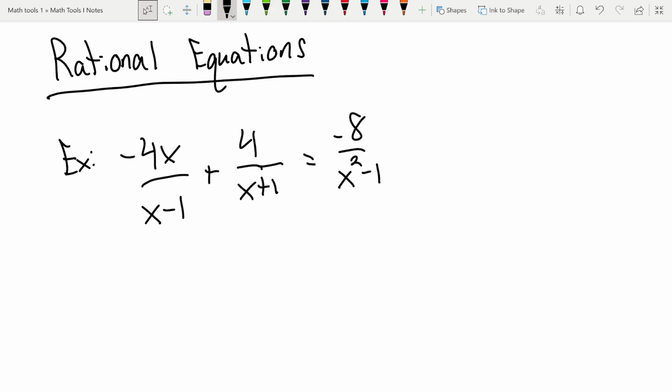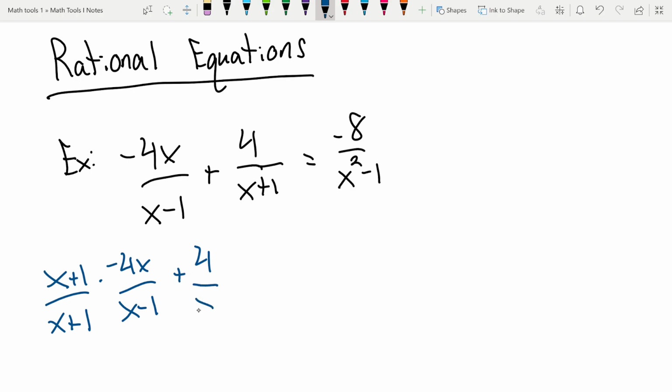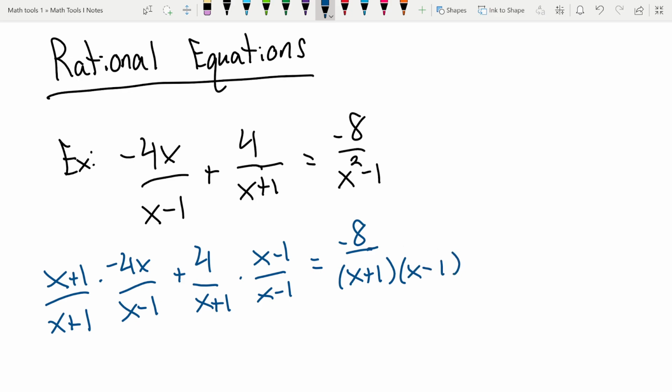And luckily, that's going to end up being the same denominator that we have on the right side in this case, right? Because the common denominator here will be x plus 1, x minus 1, which is what this one will be factored. So let's go ahead and write that out. So we have x plus 1 over x plus 1 times negative 4x over x minus 1 plus 4 over x plus 1 times x minus 1 over x minus 1 equals negative 8 over, let's just go ahead and factor this just so it's all uniform.